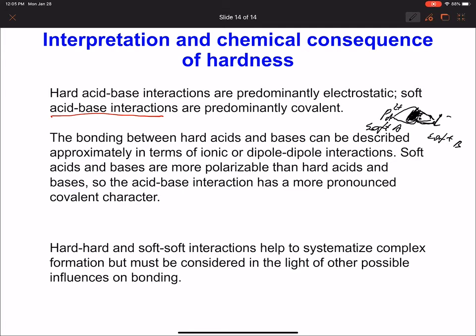Okay, I hope you guys can understand the broad concept of acid and base. We first talked about Bronsted acid and base, and we moved on to a broader concept. We call them Lewis acid and Lewis base, and finally we talked about defining hard Lewis acid, hard Lewis base, and also soft Lewis acid and base.